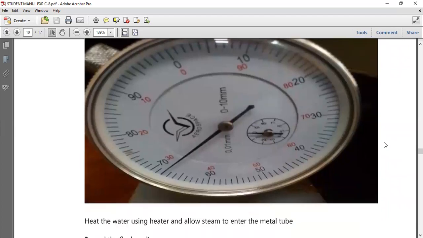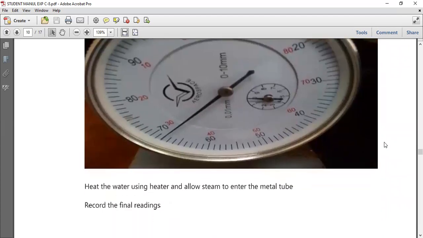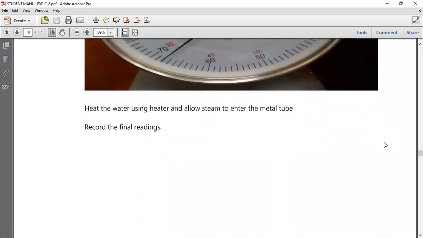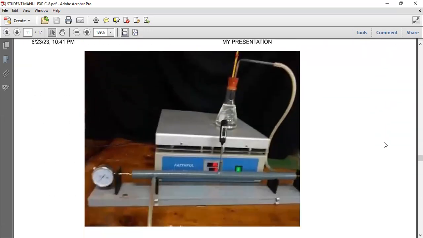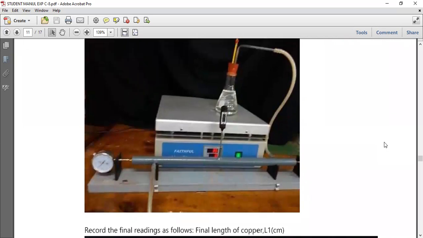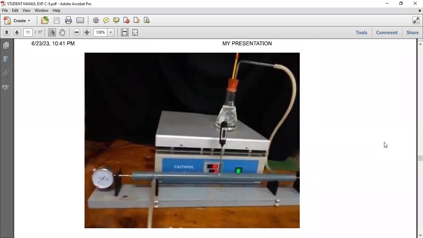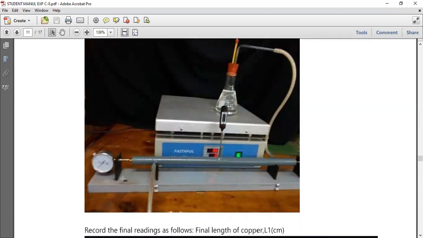So you make the readings and note them down. The heating process is here. We just need to fix the copper metal rod inside the metal tube and heat up the water to generate steam and check how the expansion takes place using the dial gauge here.